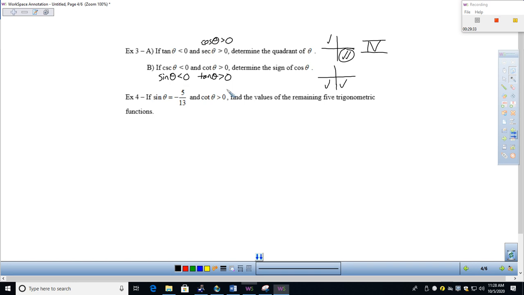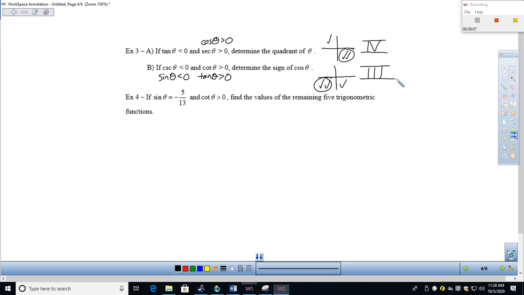Sine, negative, down here. Out of those two, which quadrant would I have a tangent ratio that's positive? That's what this is saying right here. Tangent is positive. So would I have tangent positive here or here? All students take. There we go. So as we saw, tangent is positive in 3. And so we're in quadrant 3.